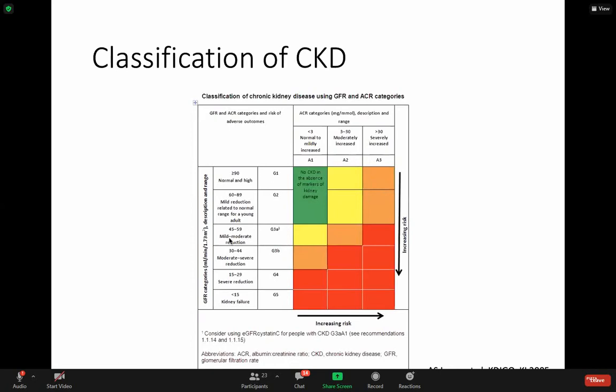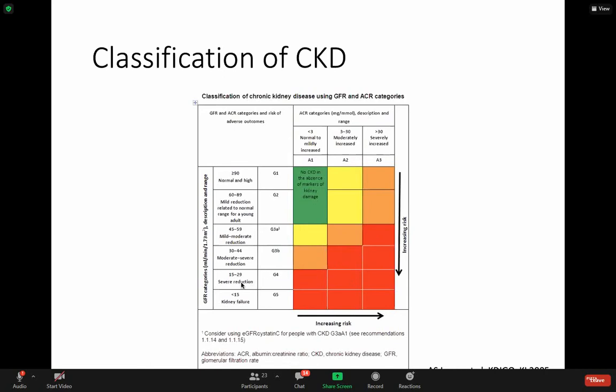But look at this. When we said why we divided stage A and stage B, it is because they differ in prognosis, and therefore they differ in the orders of tests and the follow-up. When I have 3A with macroalbuminuria, the risk of progression is high. Okay, when I have 3B with microalbuminuria, the risk of progression is high.